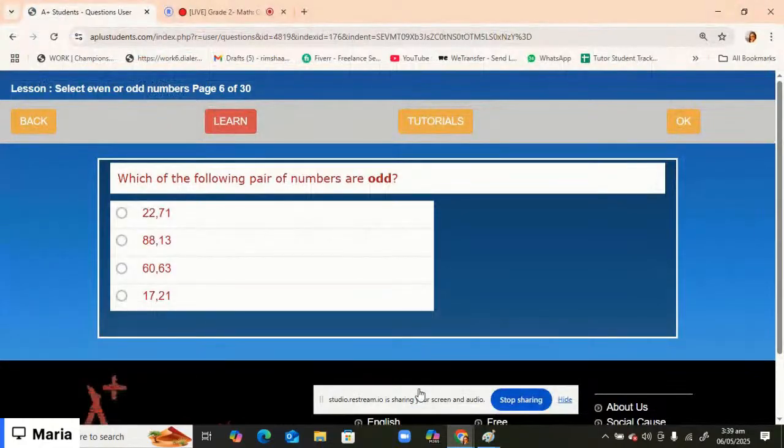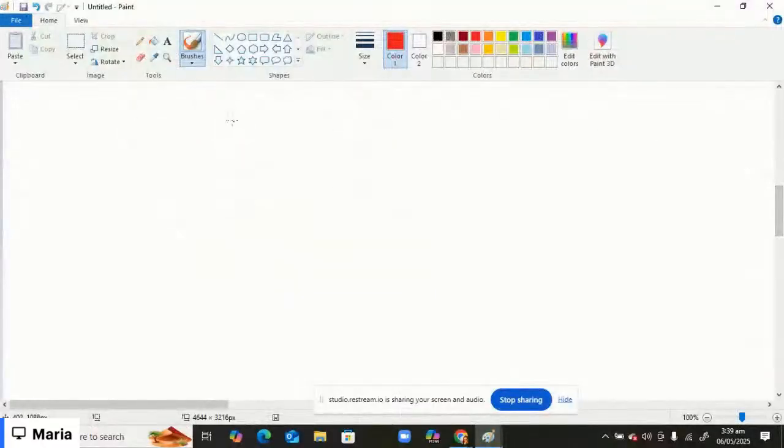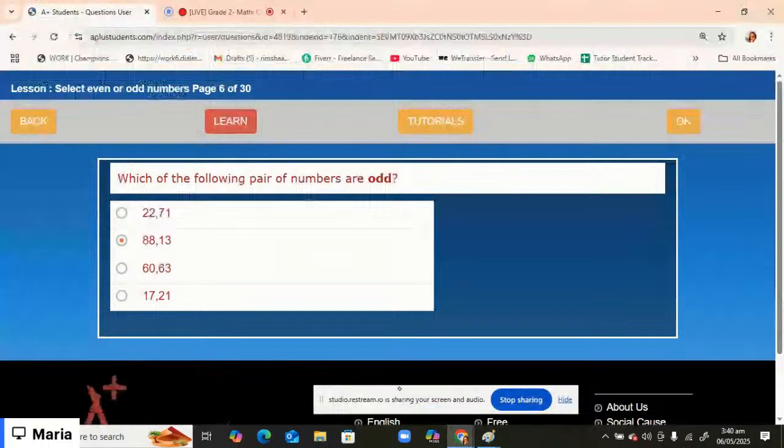Second option, 88 and 13. So there is 8 in the end, which is even. 3 in the end, so that is odd. So again 1 is even, 1 is odd. So this is not the option. Let's move on. We see both numbers are odd, okay?